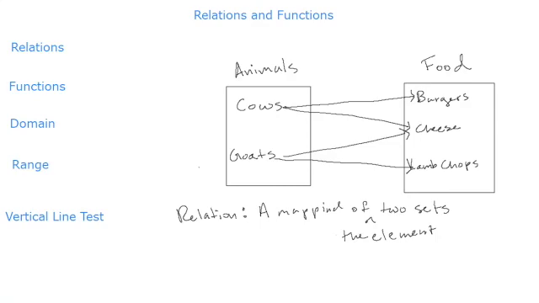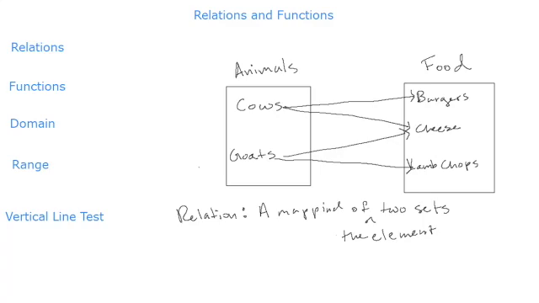All right. So it's just a mapping of the elements of two sets. Cows to burgers, cows to cheese, goats to lamb chops. Okay. This is what a relation is. It's just a relationship between the elements in these sets. Y'all follow me so far?